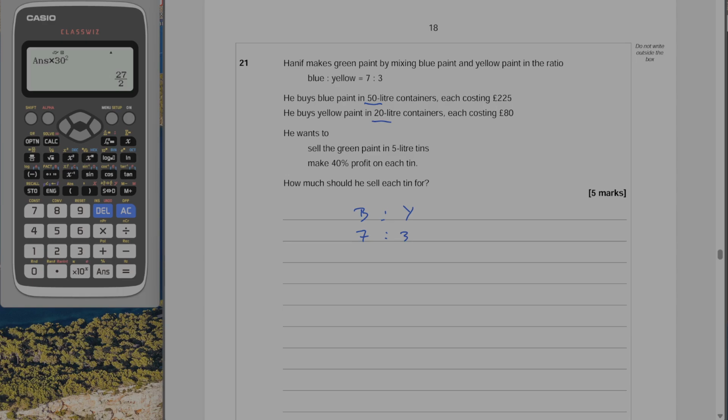So the price per litre is really the only key factor here. The price per litre of the blue paint is going to be 225 divided by 50. So that's going to be 4.5 price per litre. And then the price per litre of the yellow paint is going to be 80 divided by 20. It's going to be 4.